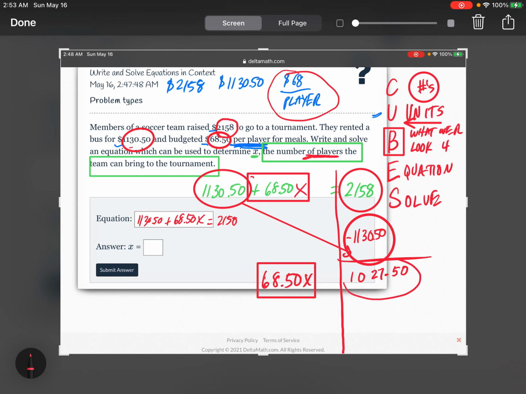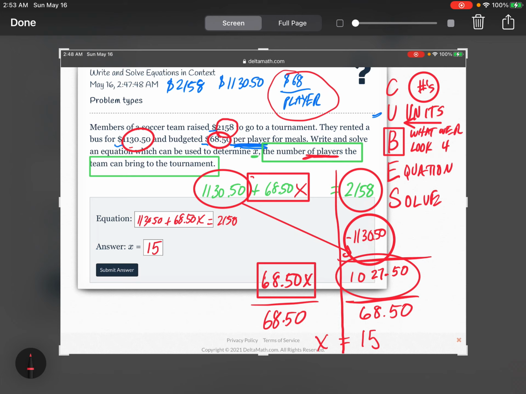Now the last step is always to divide by whatever number is in your box. So this will be 68.50. I don't know what this is off the top of my head, so I'm going to use a calculator to figure it out. So this is 1027.5 divided by 68.50, and that means X is equal to 15 players. So that's the number of players that we could bring.